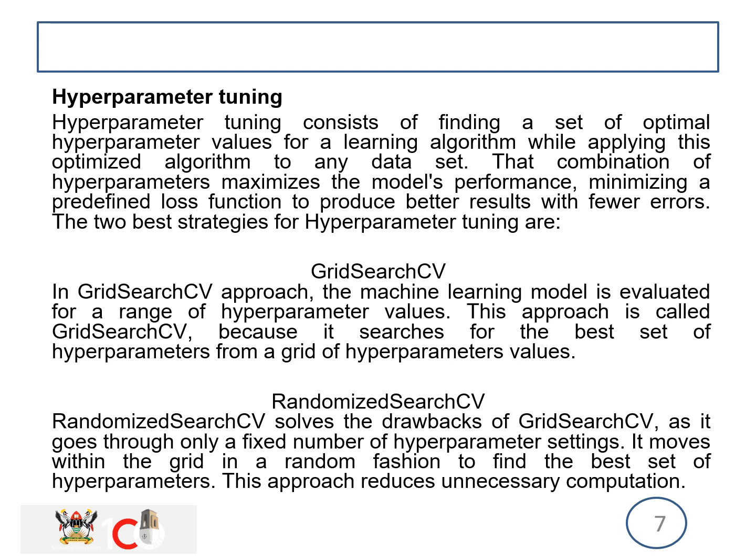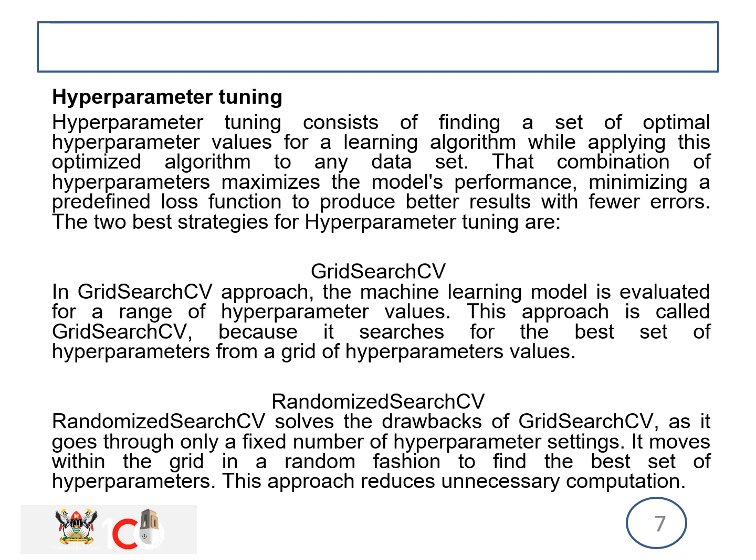We have the hyperparameter tuning. This consists of finding a set of optimal parameter values for a learning algorithm while applying this optimized algorithm to any data set. That combination of parameters maximizes the model's performance, minimizing a predefined loss function to produce better results with fewer errors. Hyperparameter tuning has two basic strategies.